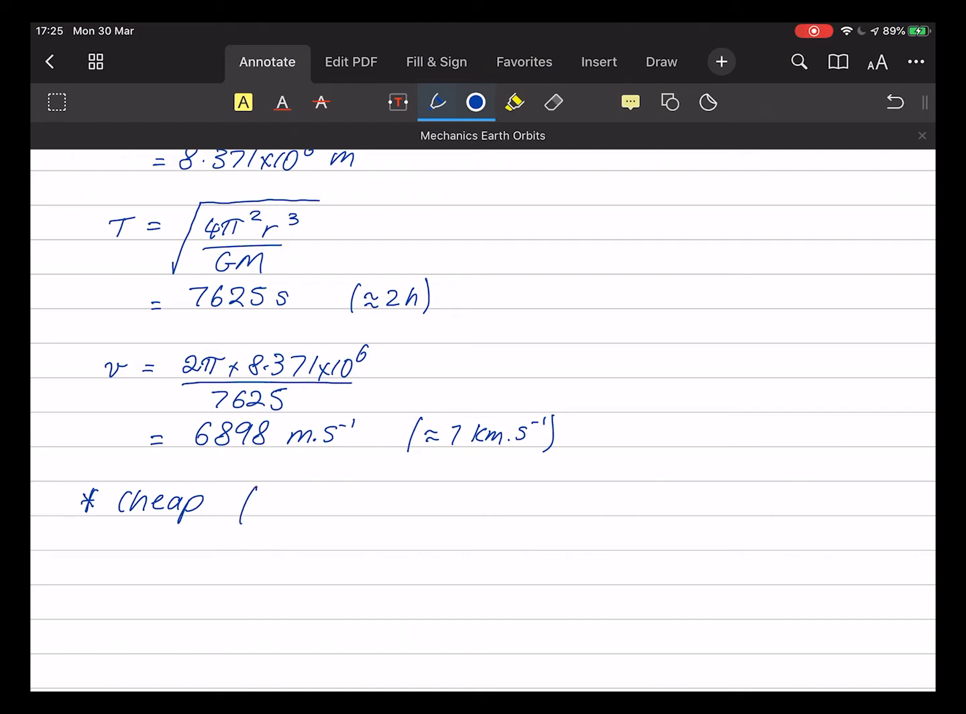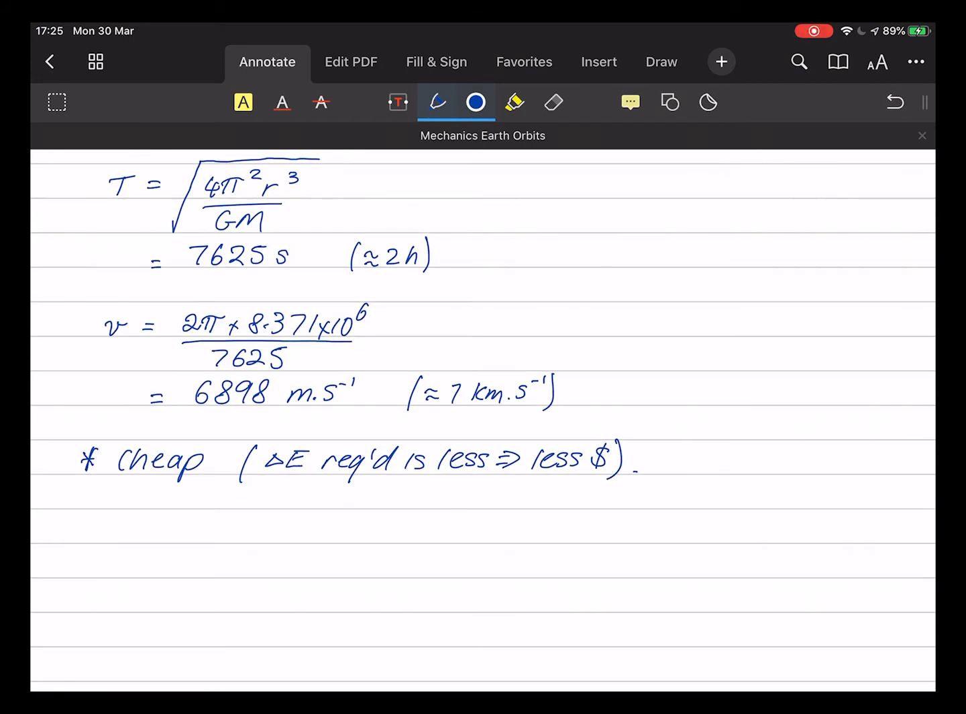And this is because the delta E required is less, which implies less dollars.